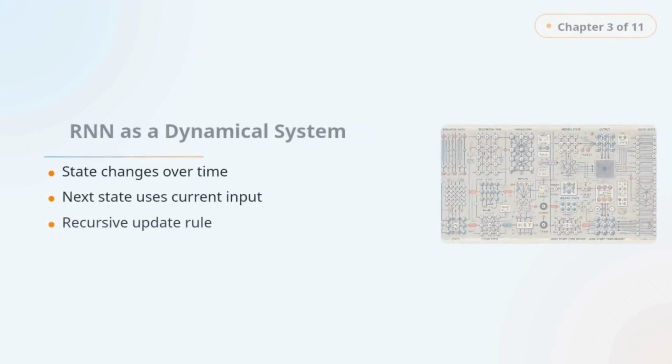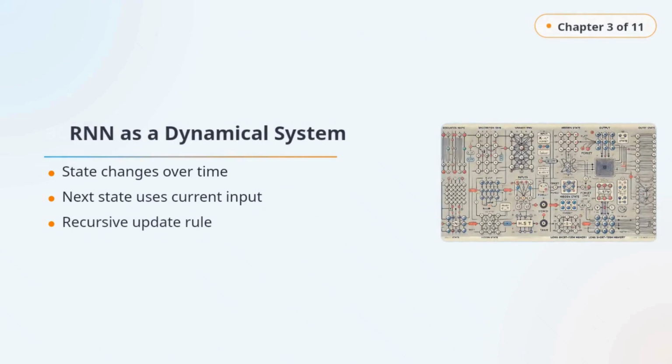From a theoretical point of view, an RNN can be seen as a discrete time dynamical system. That means the hidden state evolves step by step. The future state depends on the current state and the new input. This recursive behavior is exactly what makes RNNs suitable for modeling sequences.